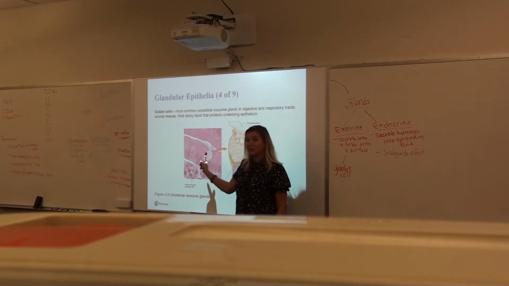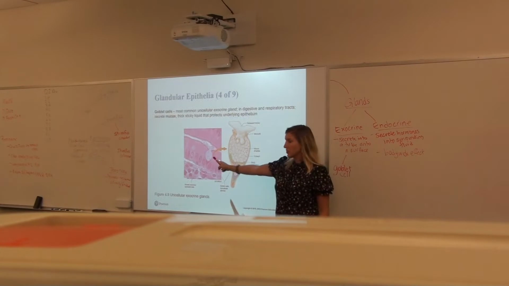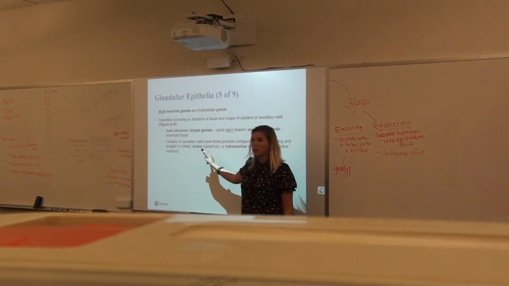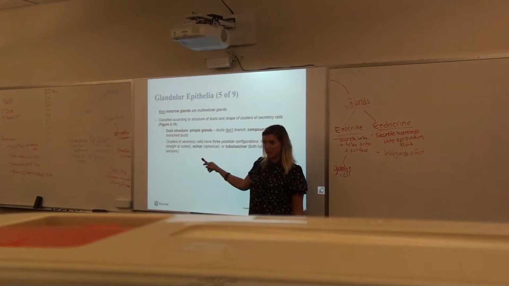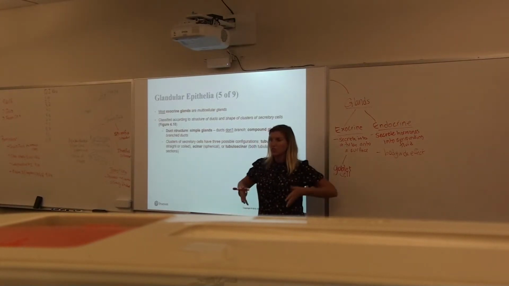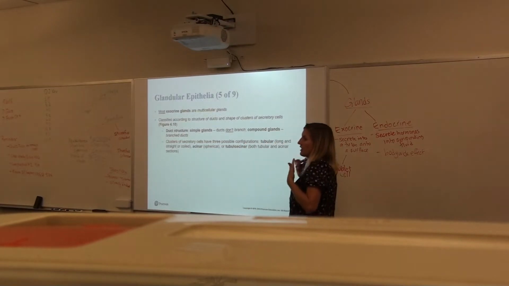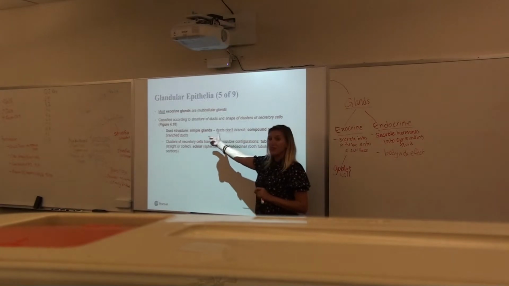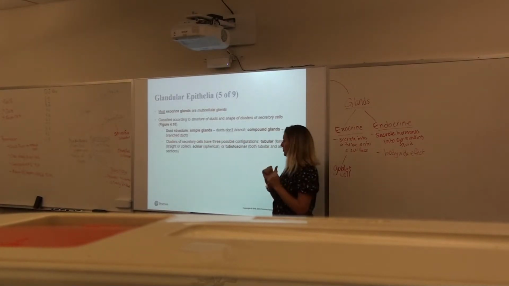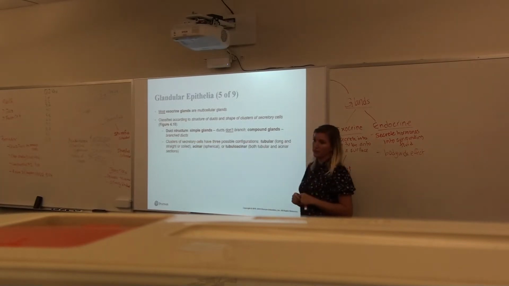So these are another giveaway that what you're looking at is simple columnar, because you're going to see these white bubbles in there. And you're like, hey, I don't know what that is. It's a goblet cell secreting mucus, right? The mucus is going to help push that food through your digestive tract, help catch dirt and debris in your respiratory tract. So some of the ducts that these glands secrete onto are simple, and some of them are compound.